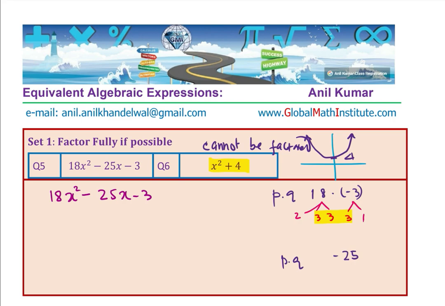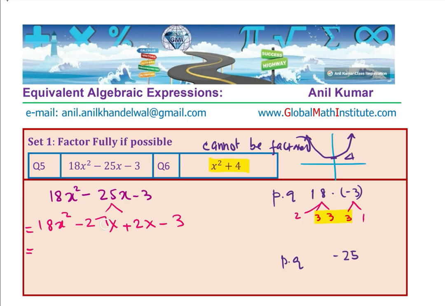So we are going to split this 25 into a combination of 27 and 2, right? So we'll rewrite this as 18x squared minus 25. So minus will be a greater number. So minus 27x, and then we have got plus 2x minus 3. You understand? So that is equivalent algebraic expression, right? Minus 25x is written as minus 27x plus 2x.